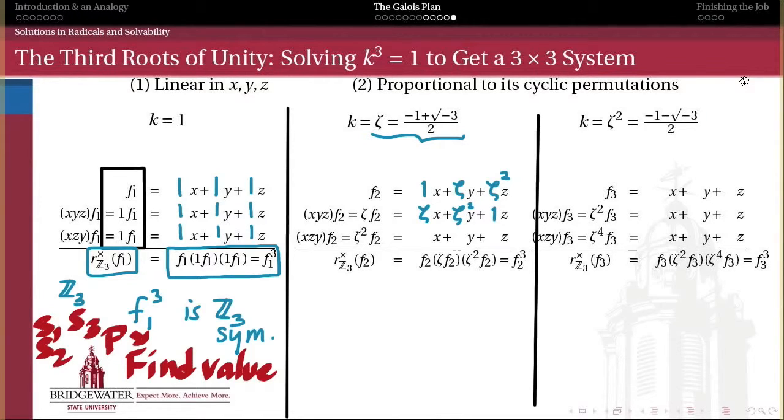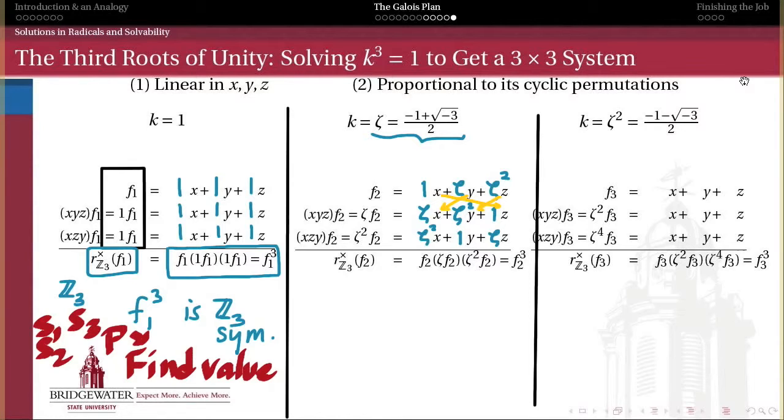And sure enough, that's exactly the same thing as I would get by taking x and putting it where y was, y and putting it where z was, and z putting it where x was. Okay. So the action of x, y, z on this polynomial is exactly zeta times the original polynomial. Then if I do it one more time, multiply by zeta, multiply by zeta, multiply by zeta again, the same thing happens down here. Okay. So each time the action of z mod 3 acts by scalar multiplication by the third root of unity.